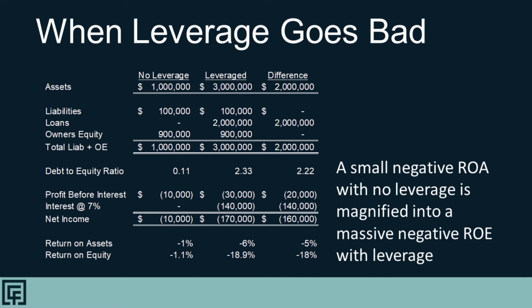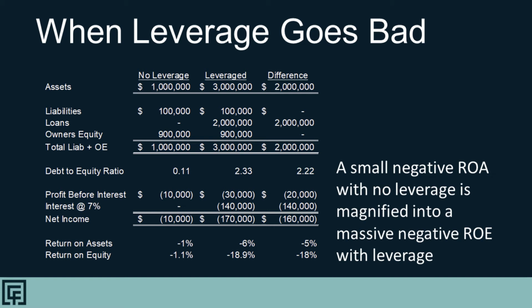Our sample company is now earning a small loss. The first column shows their results with no leverage. They have an ROA of negative 1% and an ROE of negative 1%. Their net loss is $10,000, which is probably fairly manageable with $1 million in assets and $900,000 in equity.